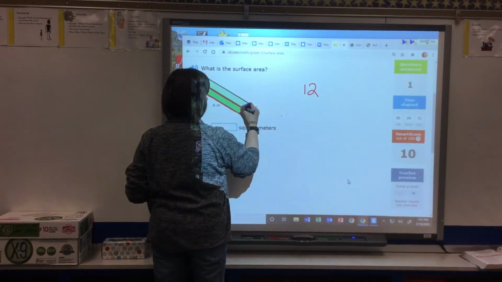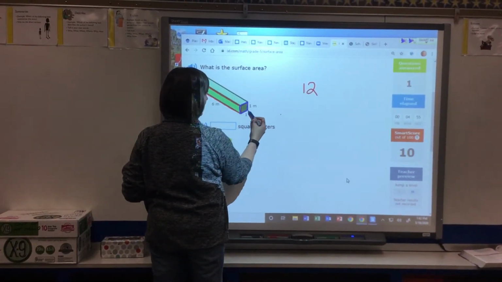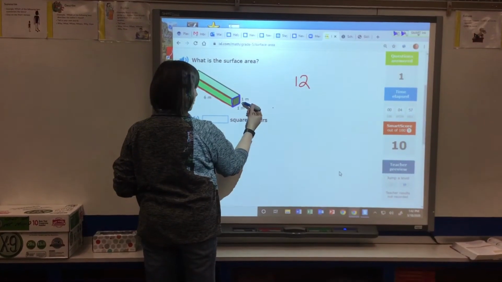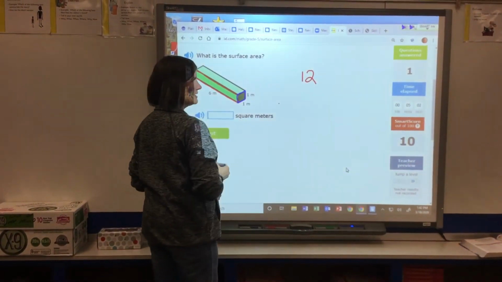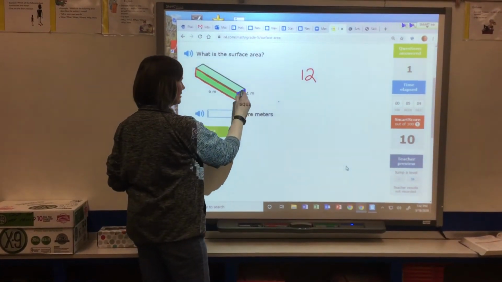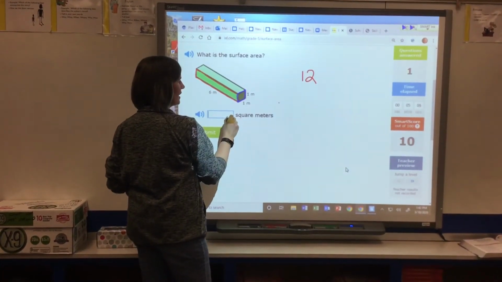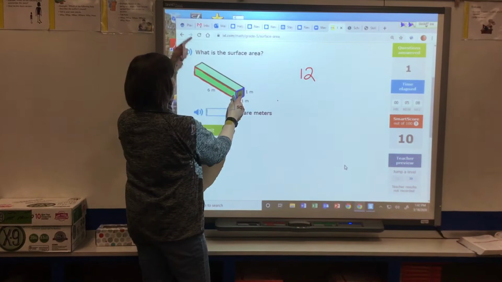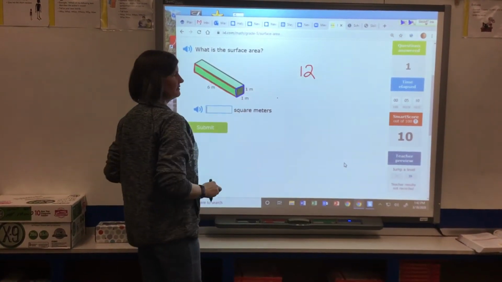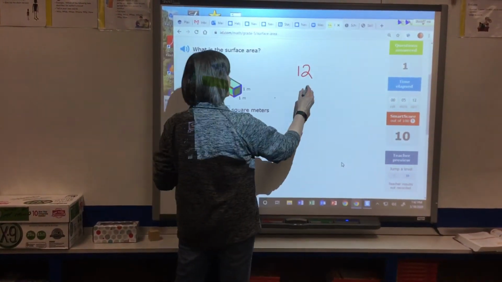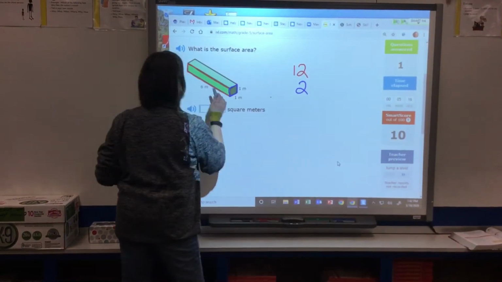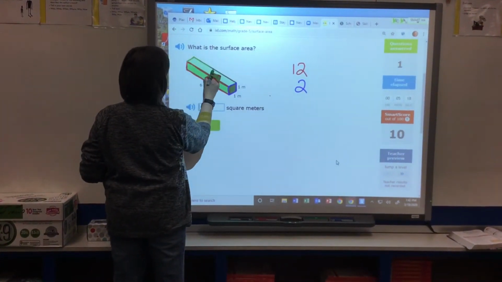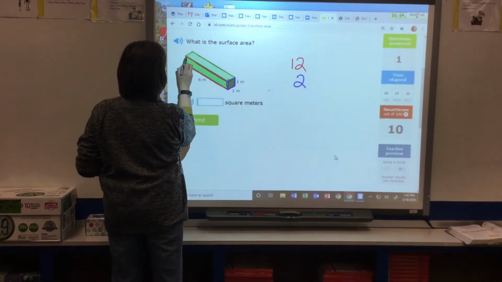Now we're going to move on to the side here. And the length of this side is 1 and the width of this side is 1, and 1 times 1 is 1. So the surface area of this side is 1 square meter. If this one is 1 square meter, then the one opposite of it is 1 square meter, and 1 plus 1 is 2.